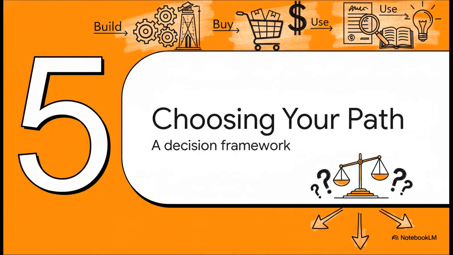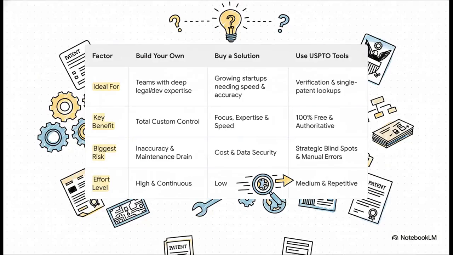So we've laid out the three paths: build, buy, or use the free stuff. How in the world do you decide which one is right for your company at this exact moment? Let's just break it all down in one place. This table really gives you the whole picture. You can see that build is great for teams that have deep legal and dev skills and crave that total control, but you have to watch out for the constant maintenance strain and the risk of getting it wrong. Buy is perfect for growing startups that need to move fast and have solid answers now, but you're trading that for cost and maybe some data security concerns. And finally, the USPTO tools, they're fantastic for a quick one-off verification, but they can create huge strategic blind spots if that's all you rely on.